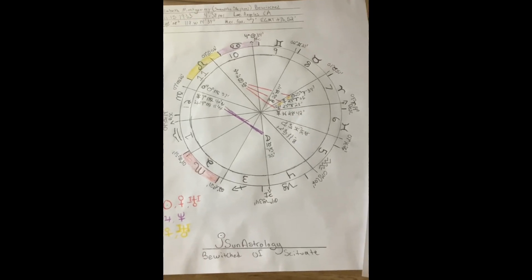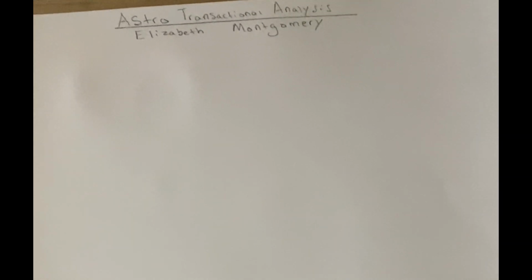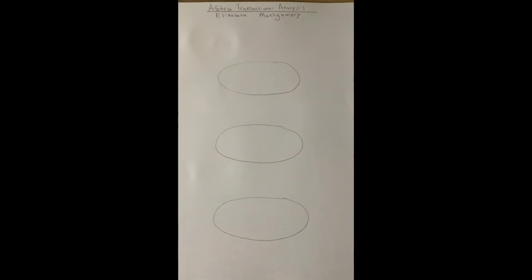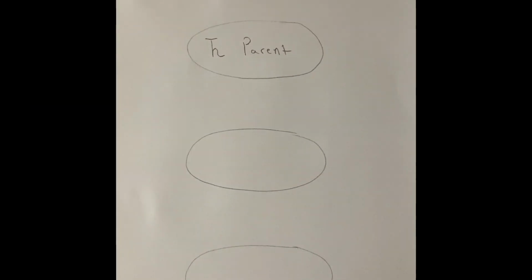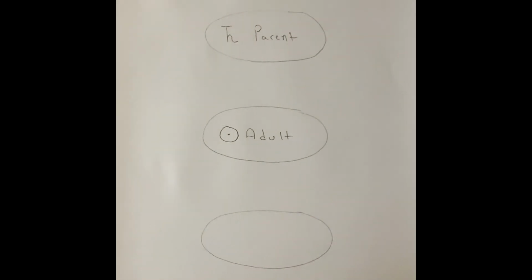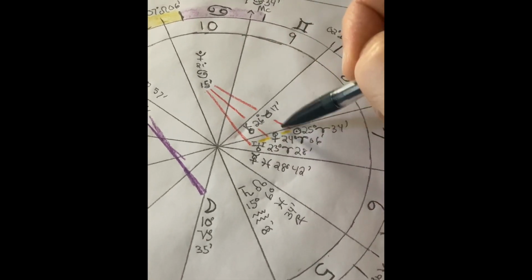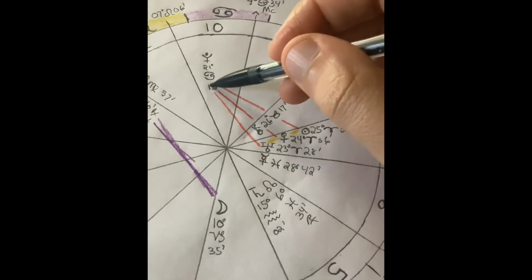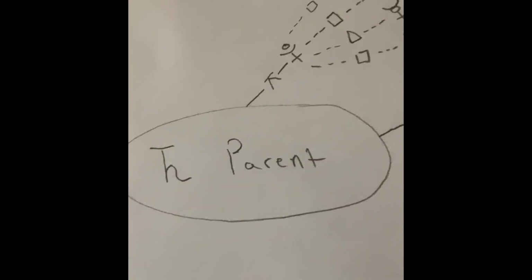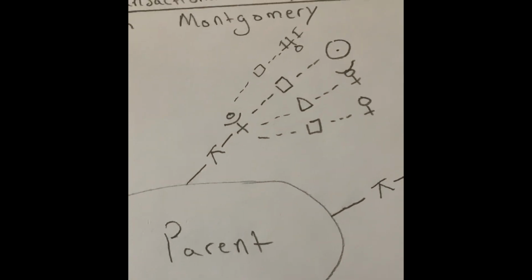Okay, so right now we're using Elizabeth Montgomery's chart, the star of Bewitched, because we made her chart a couple weeks ago, to create a transactional analysis using astrology. Now, parent, adult, and child are the three ego states, as you just saw. And what we do now is we weigh the different planets in aspect to those.